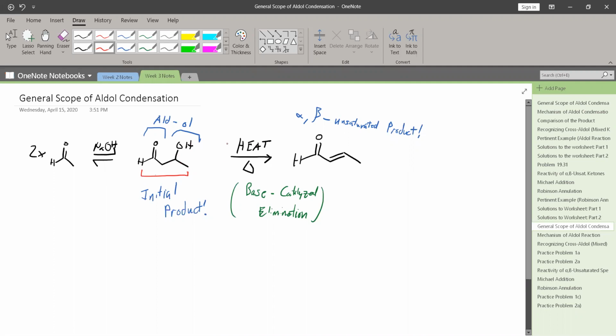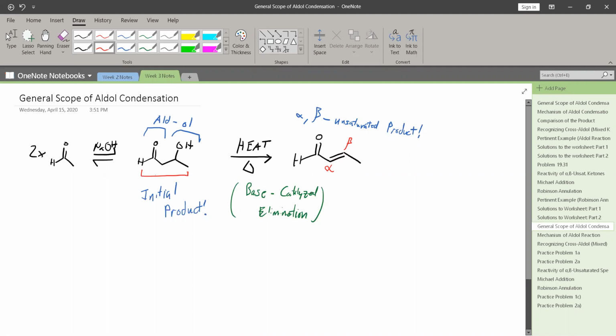And so if we add some kind of heat and do a base catalyzed elimination, this will be explained in the mechanism. If we do that, we can actually get this thing called an alpha beta unsaturated product. Now, what do I mean by alpha beta? Well, we have to count the number of carbons away from our carbonyl. So this is an alpha right here. This is the beta carbon, as it's 2 carbons away from the carbonyl. And this is unsaturated because there's a double bond.